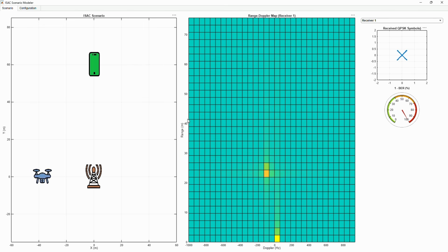And then that final gauge on the right is basically a 1 minus BER meter to indicate, yes, indeed, the communications waveform is being demodulated correctly. And we see it's pegging out at 100%, so it's perfect communication.